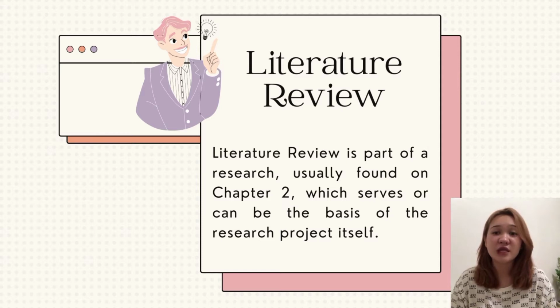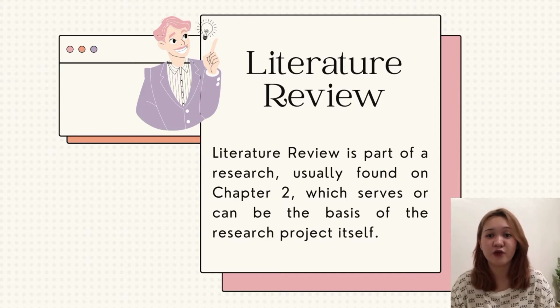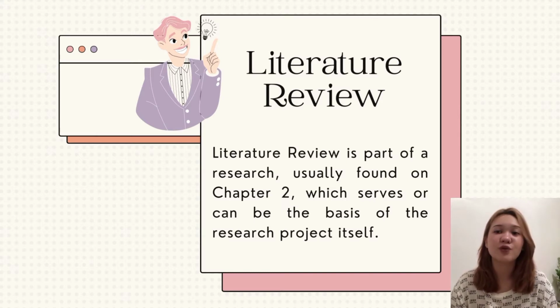Literature review is part of a research, usually found in Chapter 2, which serves or can be the basis of the research project itself. This contains an objective and concise summary or account of what has been published on a topic by accredited scholars and researchers. It must be defined by a guiding concept, which is the research topic, and it should also provide an overview of current knowledge, allowing the researchers to identify relevant theories, methods, and gaps in the existing research. Your sources of literature review include books, journal articles, e-books or hard copy books, and published studies.